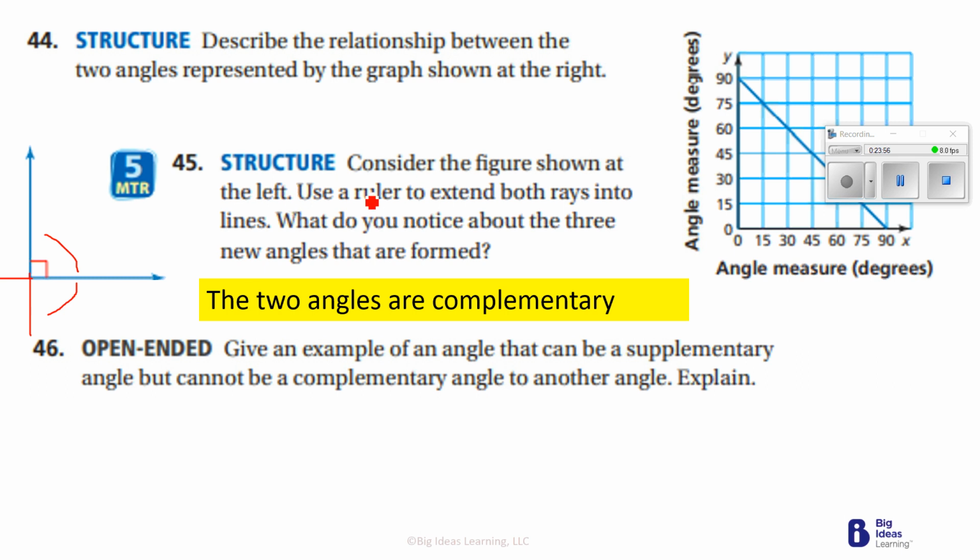We're shown to the left, the ruler extends both rays into lines. What do you notice? Okay, I would have actually said that the two angles are now supplementary. It's hard for me to understand what they intend here, so I'm going to cross out number 45. It doesn't count. Not that you had to go past 40 anyway. All right, let's move on.